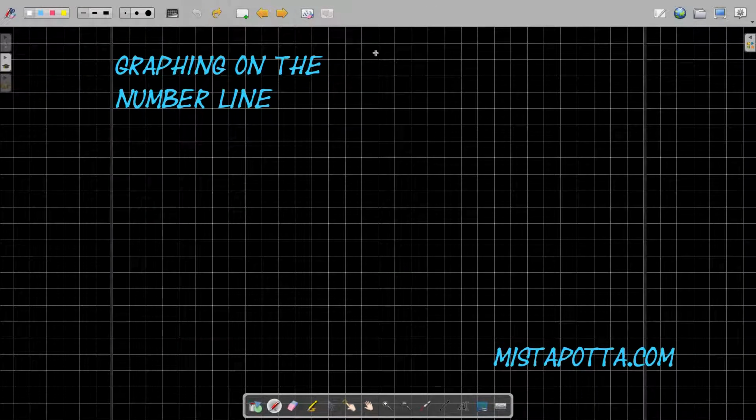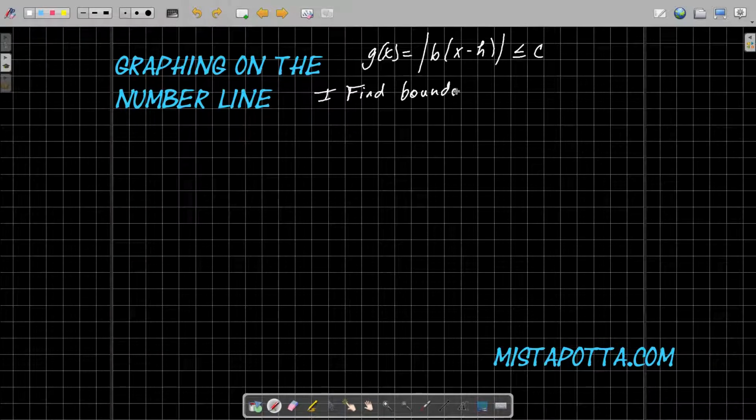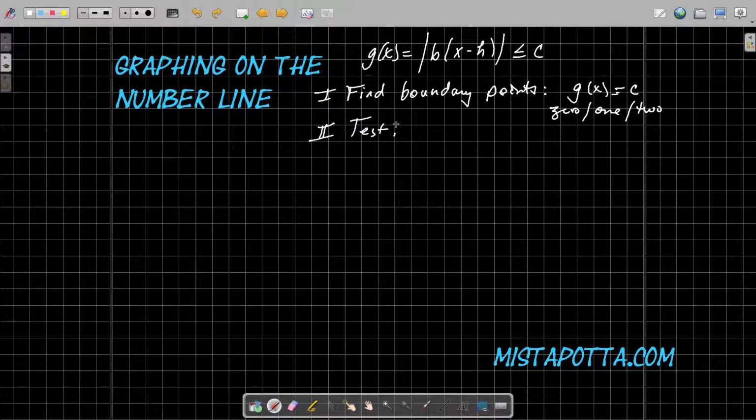So if I have a situation where I've got g of x equals the absolute value of b times x minus h is less than or equal to c, the first thing that I want to do is find boundary points. In other words, I want to find out where is g of x, my absolute value, actually equal to c. And keep in mind that I'm going to have 0 or 1 or 2 solutions as we just did. But this is our first step. The second thing that we're going to do is we're going to test interior points.